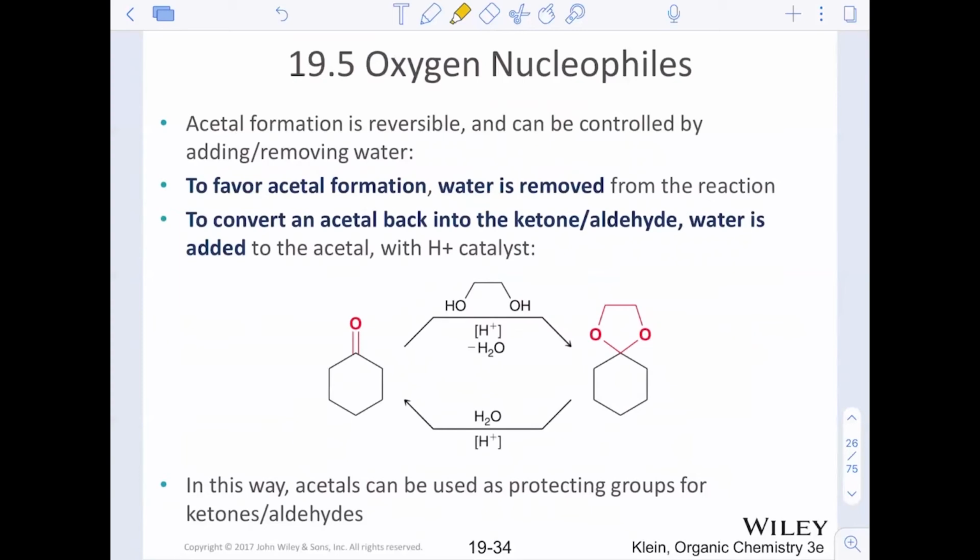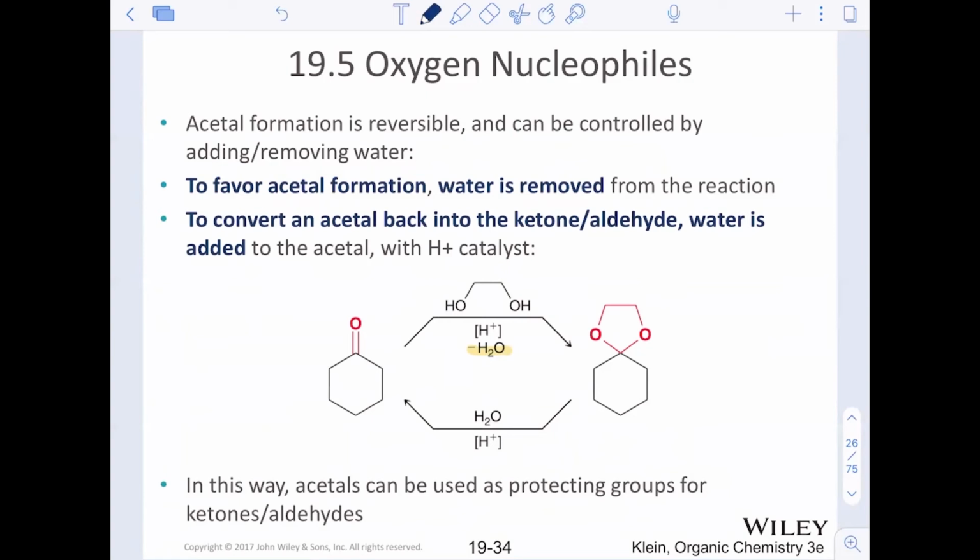Acetal formation is reversible. We'll go through that mechanism at the very end of this video, and it can be controlled by adding or removing water. So to favor acetal formation, water is typically removed from the reaction. This could be boiling it off. This could be some sort of water trap in a laboratory setup, but water is technically removed. So higher concentration acid is usually seen.